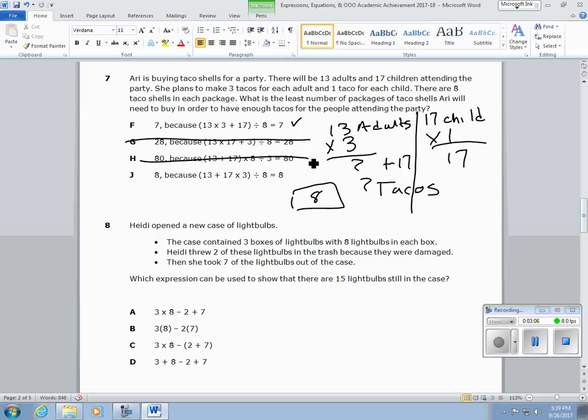Crazy. Next one, 13 plus 17. Okay, so we're going to add the adults with the children. And then it says here that they're going to clearly eat 3 tacos each. We know that that is totally bogus because the children are getting 1 taco only. So that's totally wrong. Your answer is F.